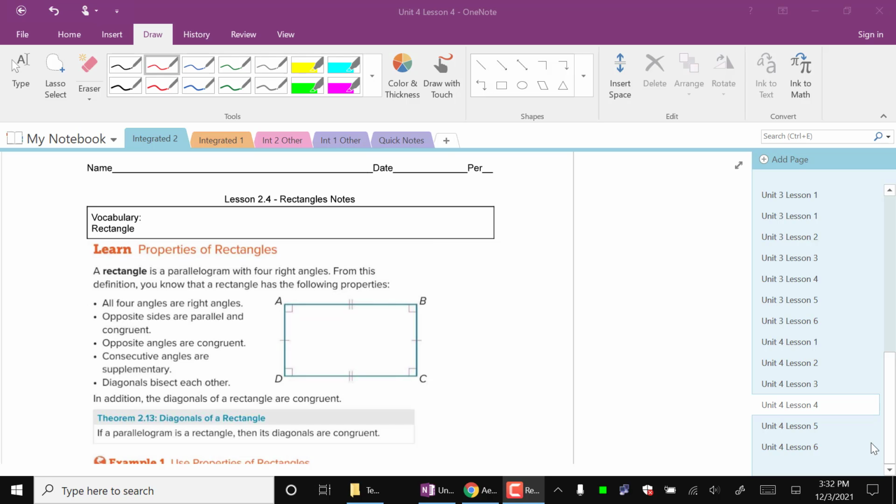That means 90-degree angles. From this definition, you know that a rectangle has the following properties. All 4 angles are right angles. Opposite sides are parallel and congruent. Opposite angles are congruent. Consecutive angles are supplementary, and diagonals bisect each other.